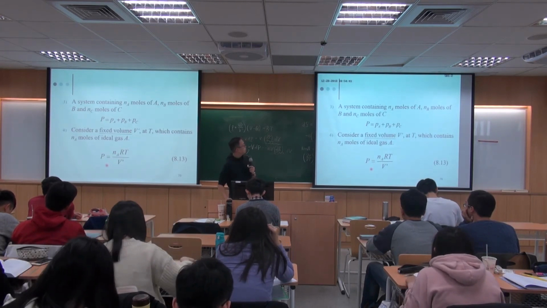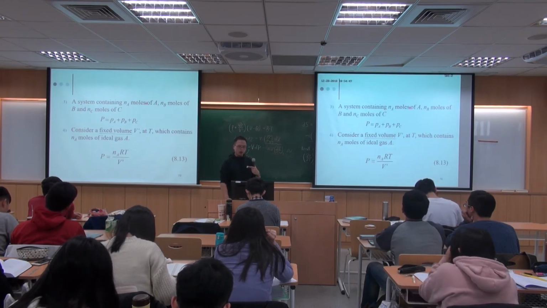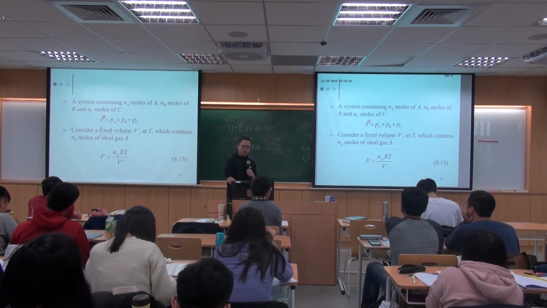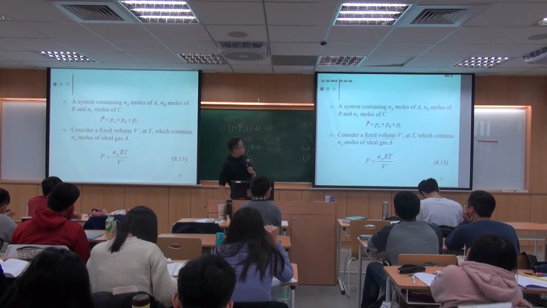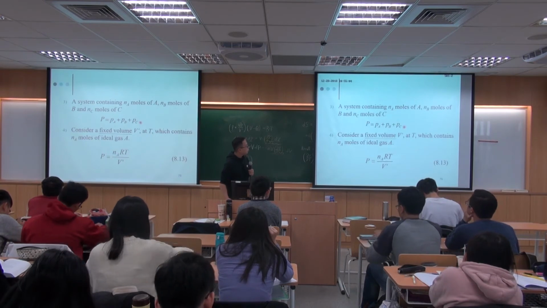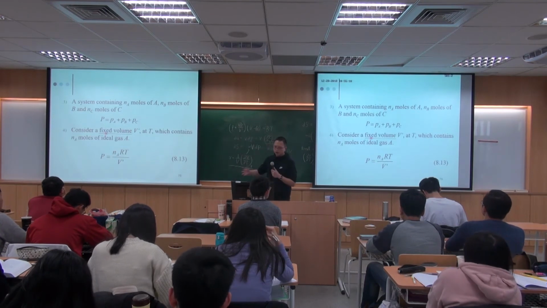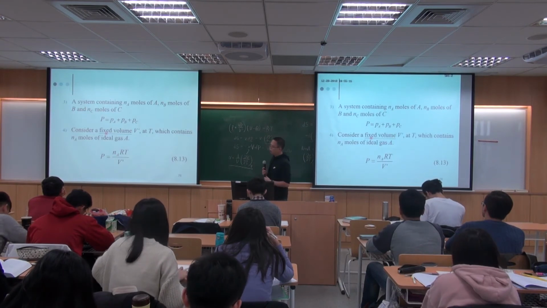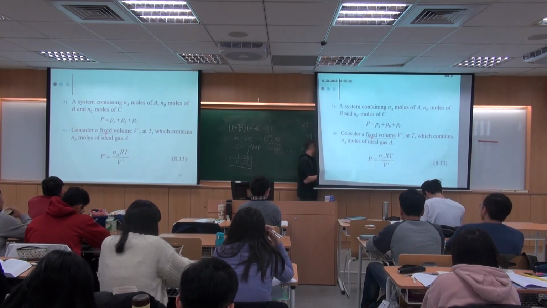So consider a system containing, for instance, Na moles of A, and you have the same representation for B and C. Then what I just stated using words can be represented by an equation like this. The total pressure is PA plus PB plus PC. So consider a fixed volume V prime. The reason we have prime here is because volume is an extensive property. Typically in this textbook, for an extensive property, you put a prime over it.